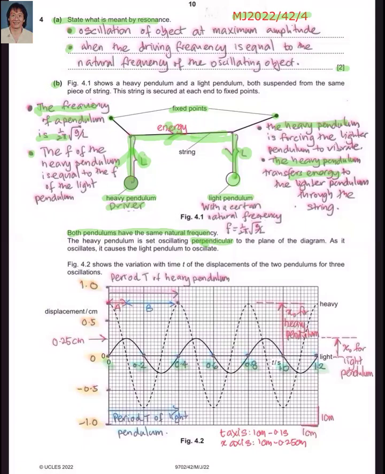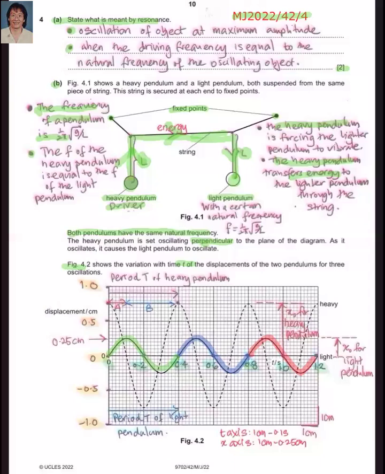Then figure 4.2 shows the variation with time t of the displacement of the pendulum for 3 oscillations. This is the first oscillation, this is the second oscillation, and this is the third oscillation. This is a displacement-time graph. From the displacement-time graph, we can get 2 important pieces of information.